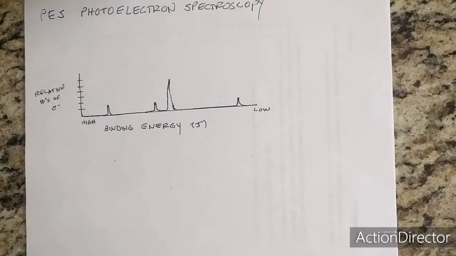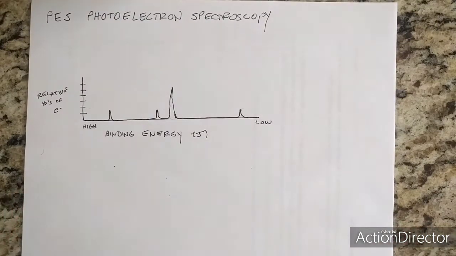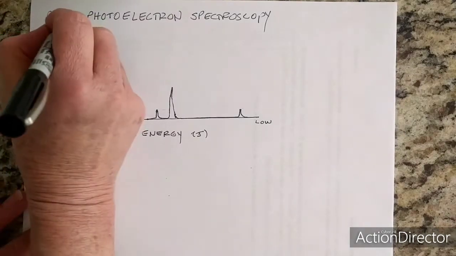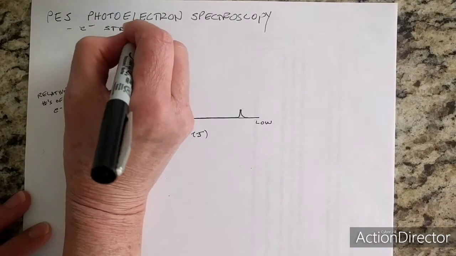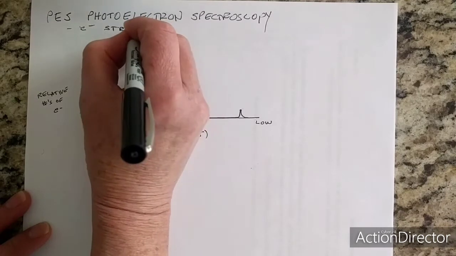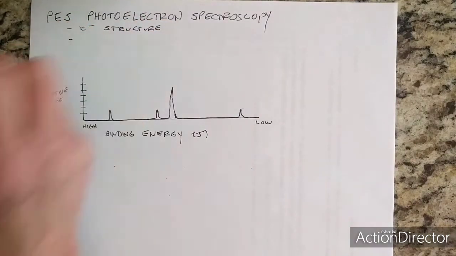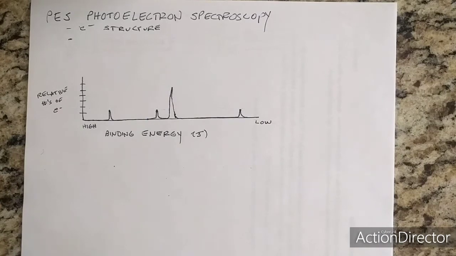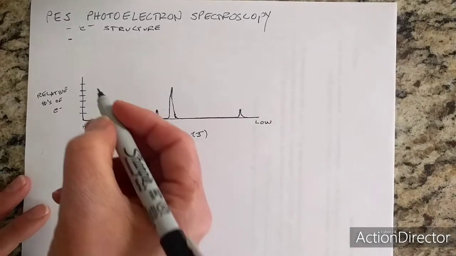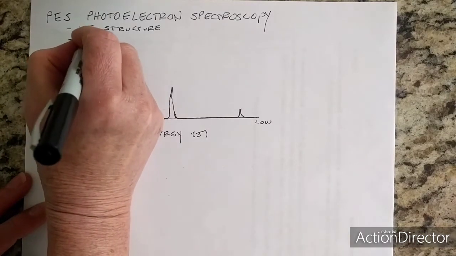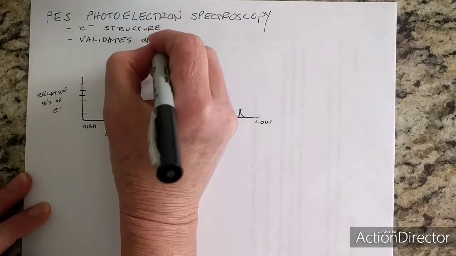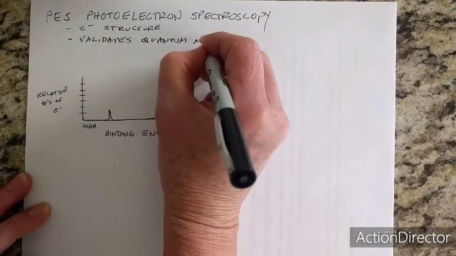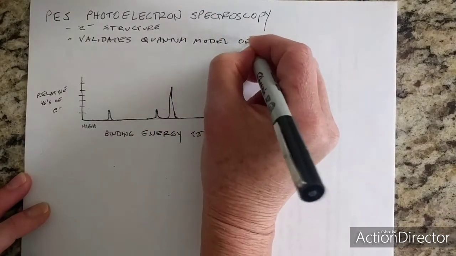Okay, now we're going to move on to PES, or photoelectron spectroscopy. Now, photoelectron spectroscopy gives us information about our electron structure in the atom. And it gives us the idea of levels and sublevels. It is a validation of the quantum model of the atom.